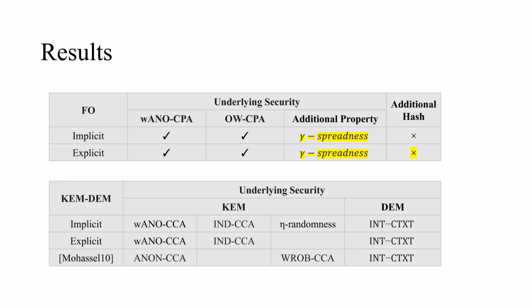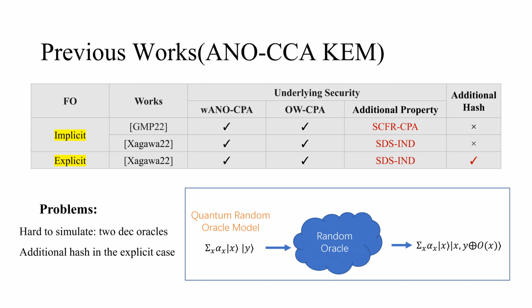I'm not sure about this. And in my opinion, in the implicit case, if we don't have this property, maybe we need... Okay, so it's undetermined.